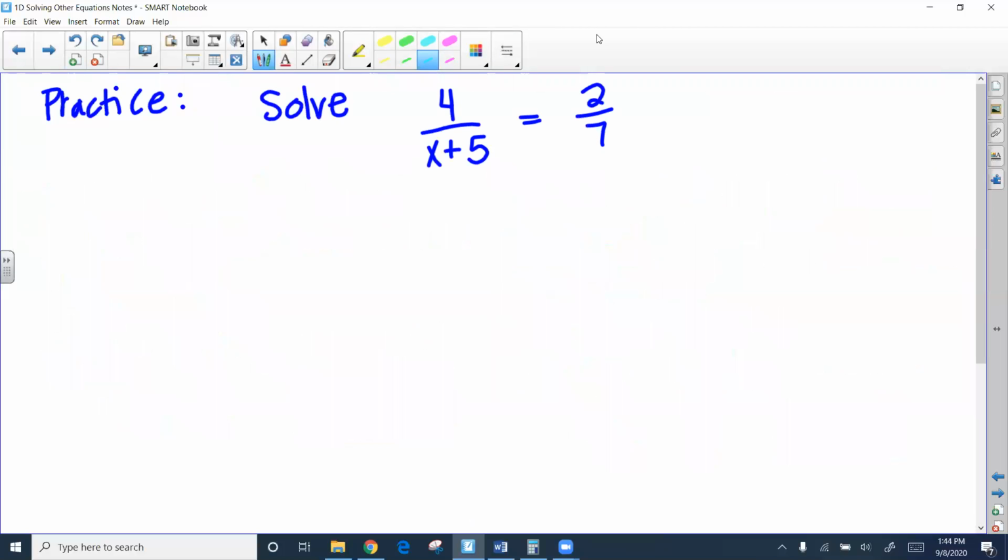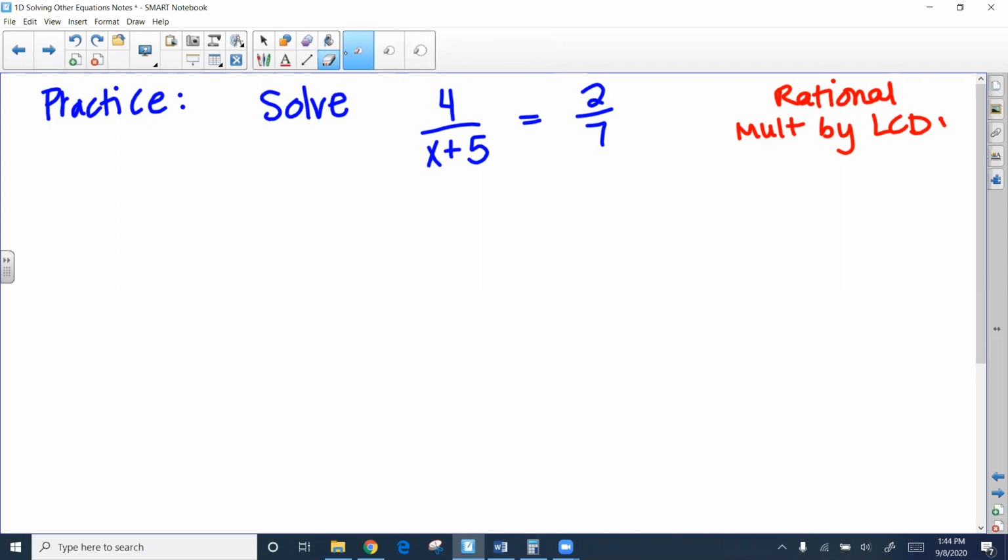Solve 4 over x plus 5 equals 2 over 7. So when you see an equation with fractions, that means it's a rational equation. So that means you want to get rid of the fractions. So you're going to have to multiply by the LCD. Okay, so go ahead and take a minute, find the LCD, and multiply everything by the LCD to get rid of the fractions, and then solve. Once you have a solution, type it to me in the chat.